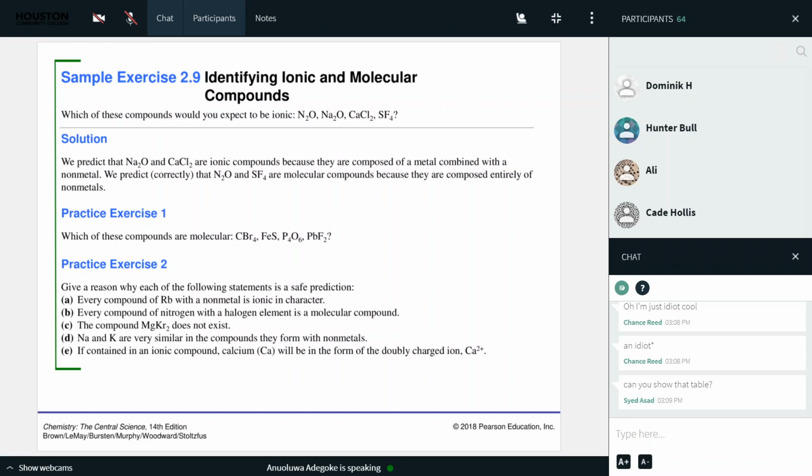Which of these compounds would you expect to be ionic? Obviously, looking at this, N2O is all non-metals. This is Na2O, metal and non-metal, so that will be ionic. And also this will be ionic. This is SF4, which is all non-metals, so this is a binary molecular compound. This is not ionic.